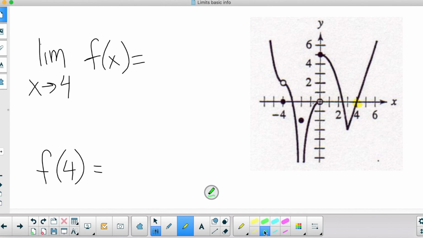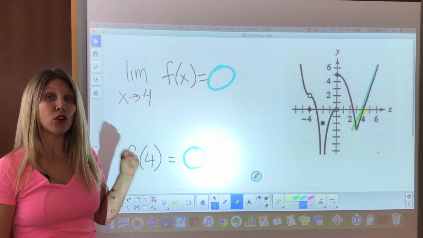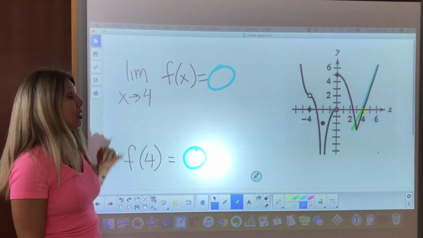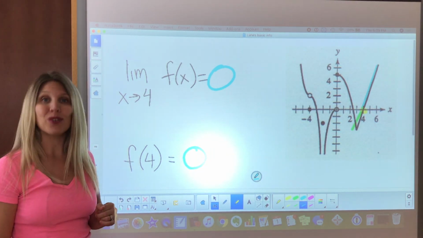I'm going to follow the function in from the left. I'm going to follow the function in from the right. And check that out. They're meeting. And they're meeting at the y value of 0. But now let's look at the value at 4. The value at 4 is also 0 because remember, a line is a bunch of closed dots all smashed together. So in this problem, our limit and our value are the same.